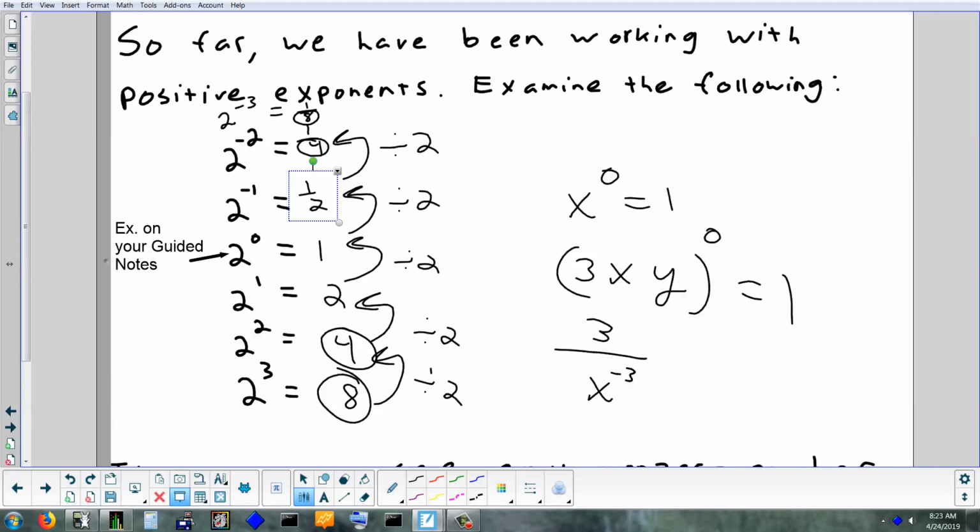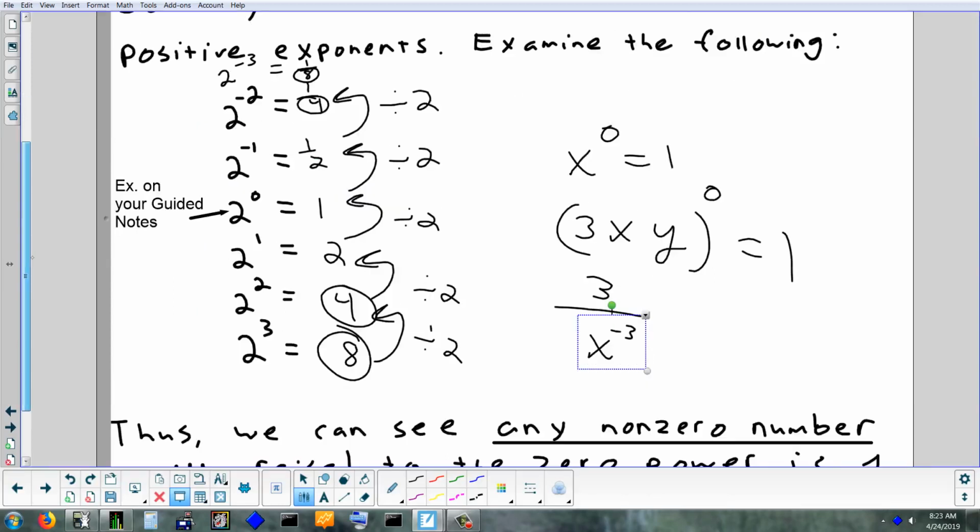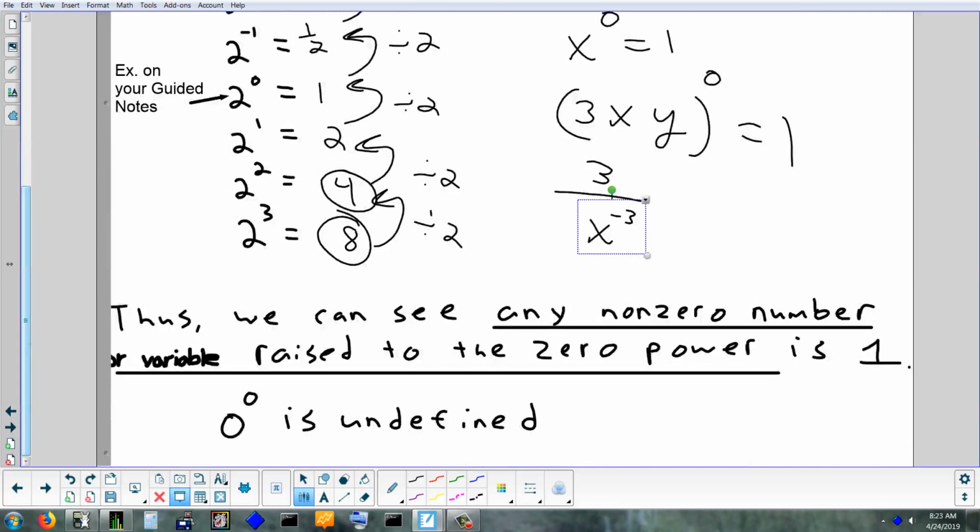So the idea is anytime we have a negative exponent, if it's in the top, like it is in all the examples here, it goes to the bottom. If it was already in the bottom, it has to move to the top. That's basically the rule of how we're going to deal with negative exponents. On your notes, you're going to write: any non-zero number or variable raised to the 0 power is 1.